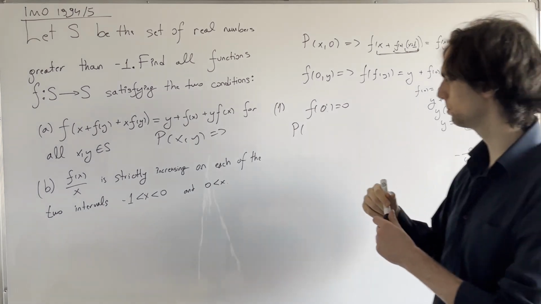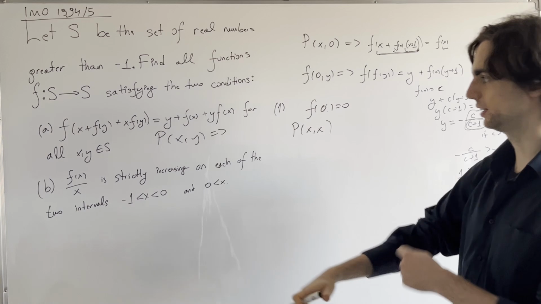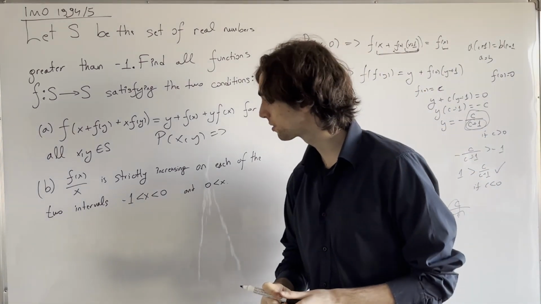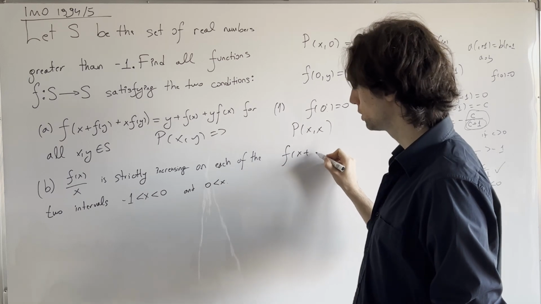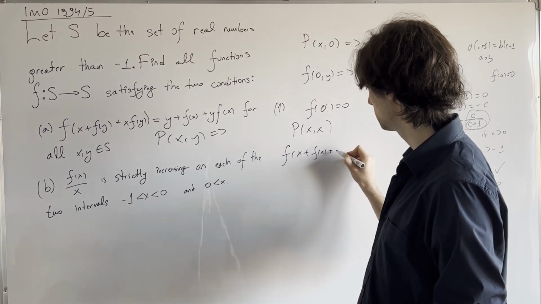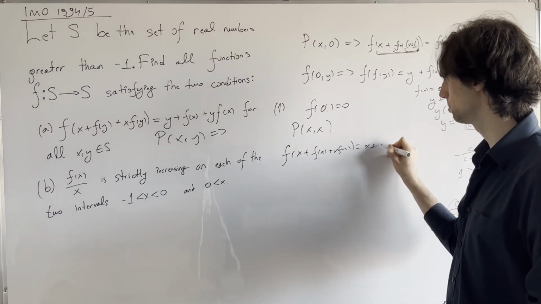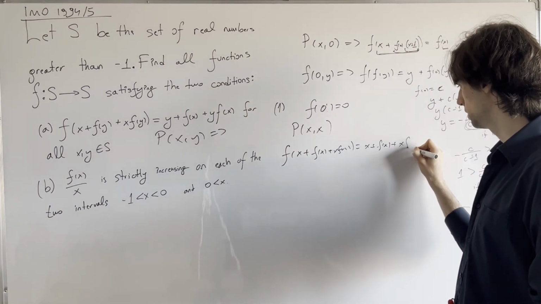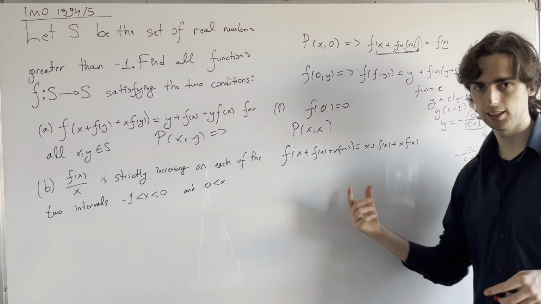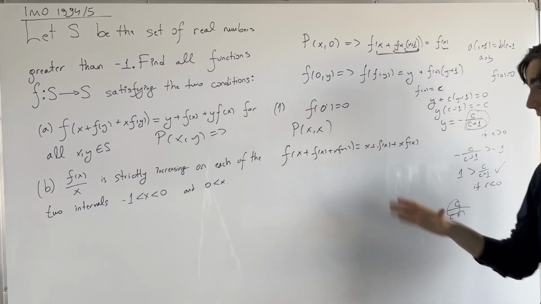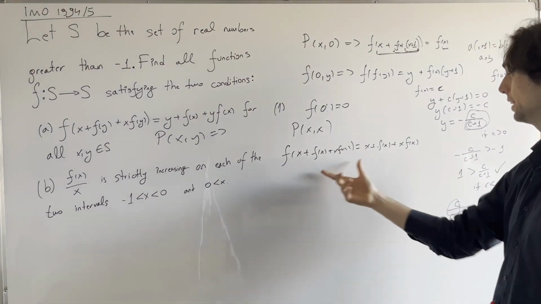Let's continue. So let's plug in x and x, just to see what happens when we plug in two things which are the same. What do we get? We get f of x plus f of x plus x f of x is equal to x plus f of x plus x f of x. Okay, now what does this tell us? I might actually pause for about 5 minutes, 10 minutes and ask yourself, does this tell us anything?